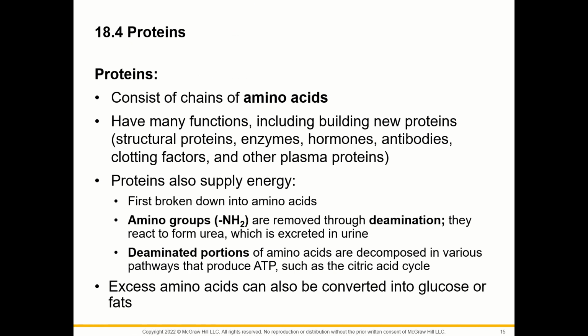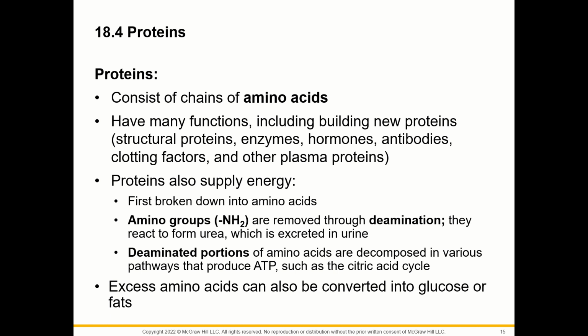Now let's talk about proteins. Proteins consist of chains of amino acids, which is going to be made up of an amino group, as seen below, and a deaminated portion, which will be an acid. Proteins have many functions, including building new proteins. These are structural proteins, enzymes, hormones, antibodies, clotting factors, and other plasma proteins. And proteins also supply energy.